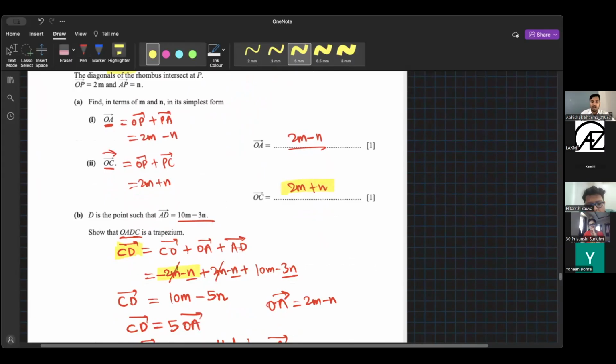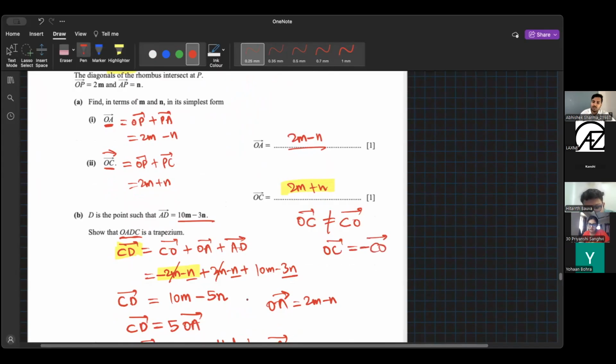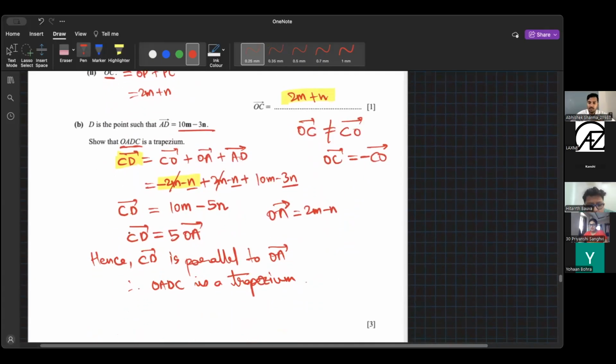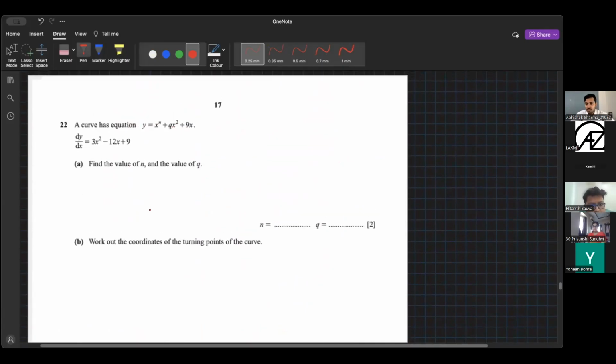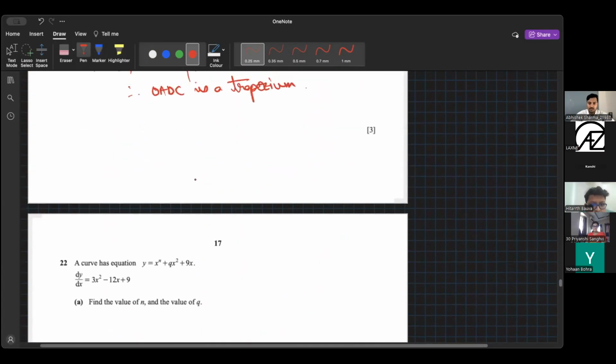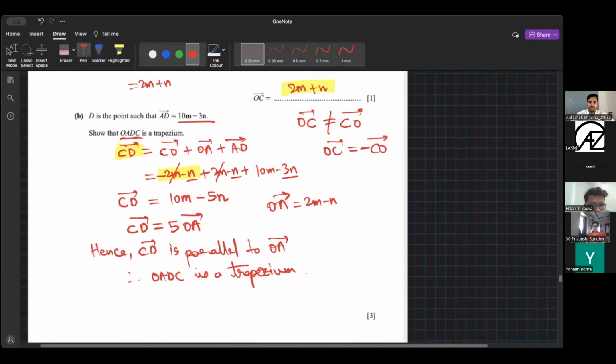OC was positive. Instead of writing CO, can we write minus OC? Yes. Because in vectors, OC is not equal to CO, but OC is equal to negative of CO, because it's in the opposite direction. Clear now? Yes, sir. Okay. Let's move on to the next question. I can do minus OC plus OA plus AD. Yes, yes. Negative OC plus OA plus AD, that is also possible.